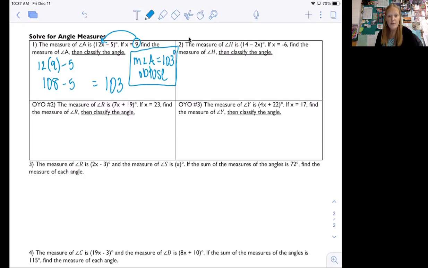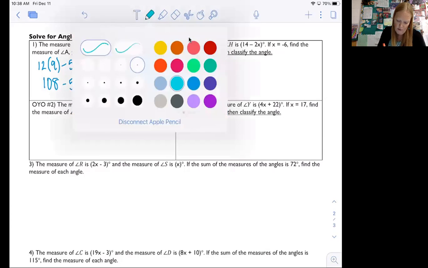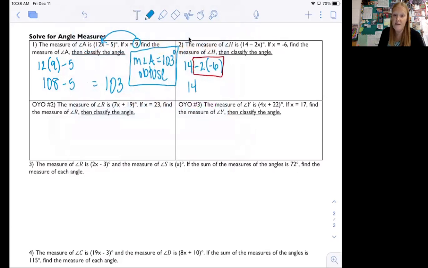Okay, cool. So number 2, the measure of angle H is 14 minus 2x degrees. If x is negative 6, find the measure of angle H, then classify. Okay, so I'm going to plug in my negative 6. So 14 minus 2 times negative 6. Okay, now this is a little tricky right here because it's a minus 2 and a negative 6. So I like to group them together like this. And, oops, that's the wrong blue. And I get 14. A negative 2 times a negative 6 is a positive 12. So that gives me 26. So the measure of angle H is 26 degrees. And this is less than 90. So that's an acute angle. Oh, it's so cute.